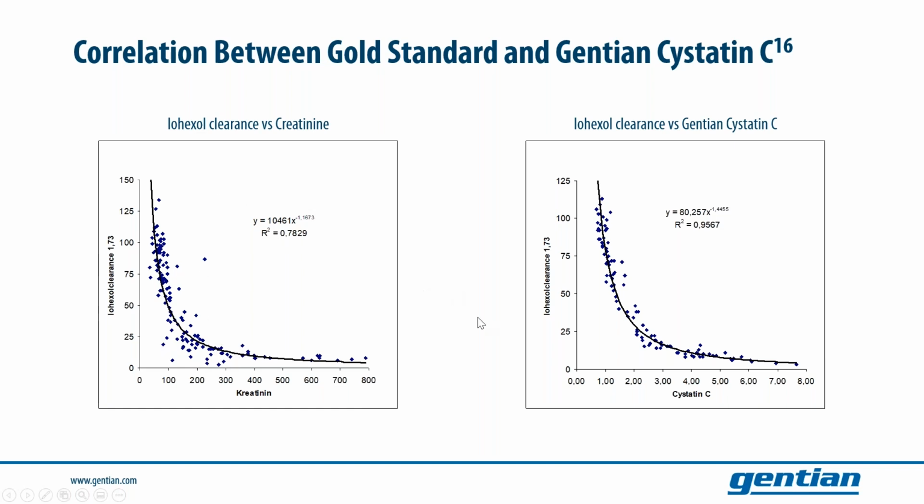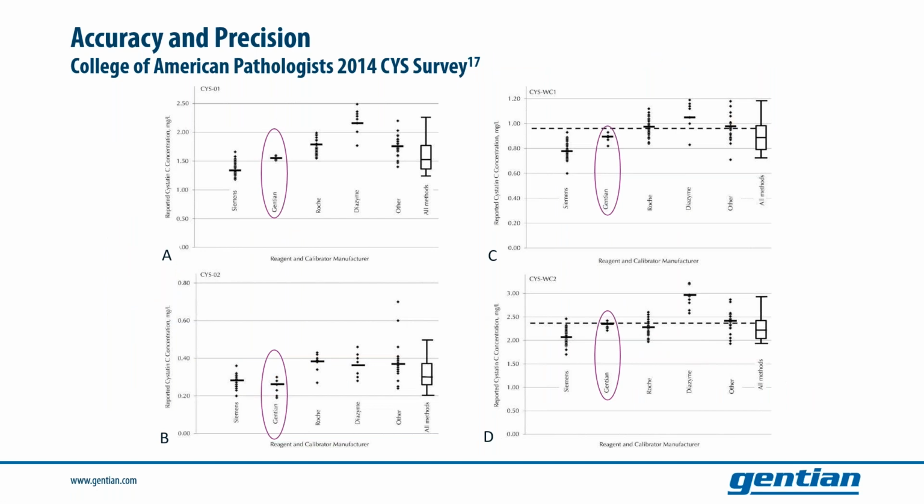iohexol. Looking at the same samples measured with the Gentian Cystatin C assay, again, the iohexol clearance on the y-axis and the Cystatin C concentration on the x-axis. We see a much closer correlation than with creatinine, and you see that the R squared is much closer to the optimal value of 1. You have a value here of 0.957. Obviously, this is important, but also accuracy and precision.